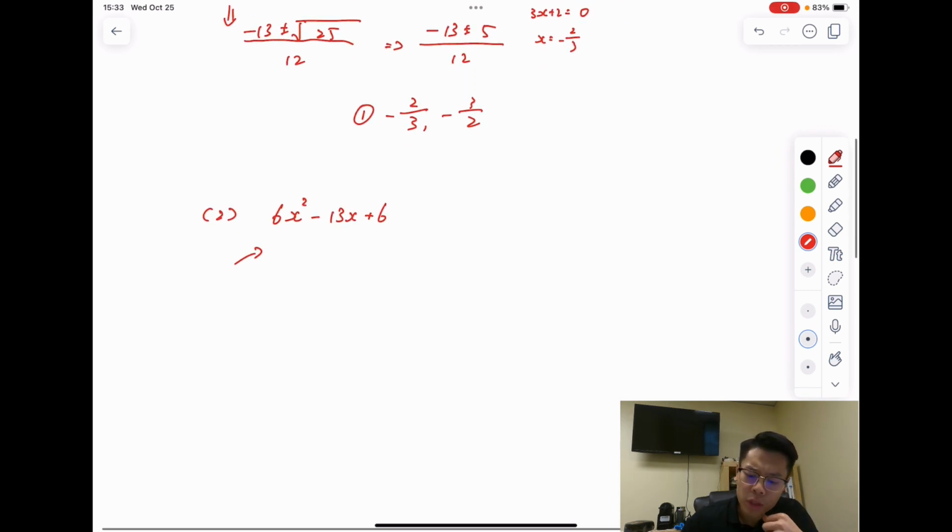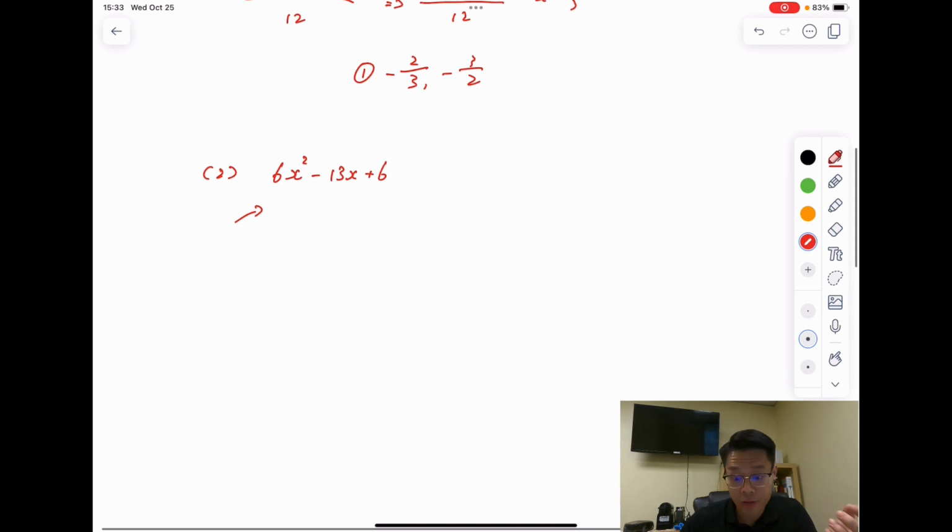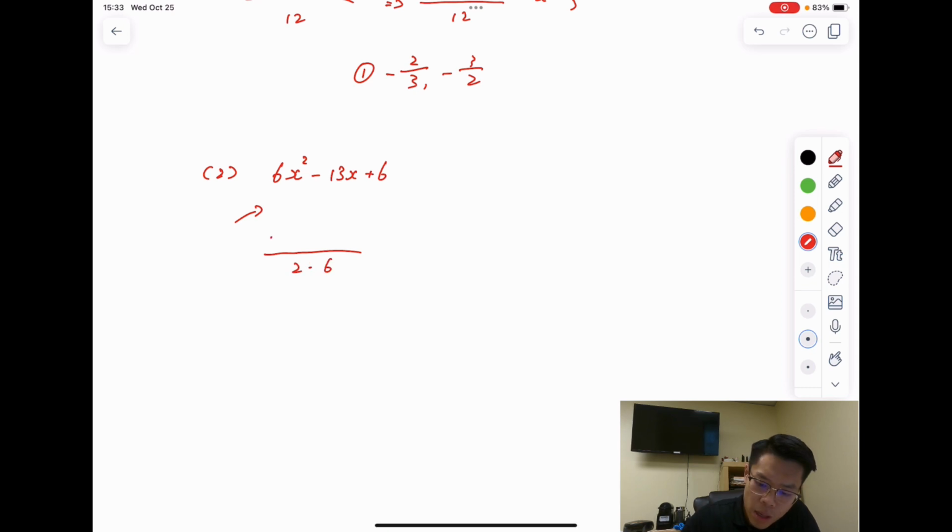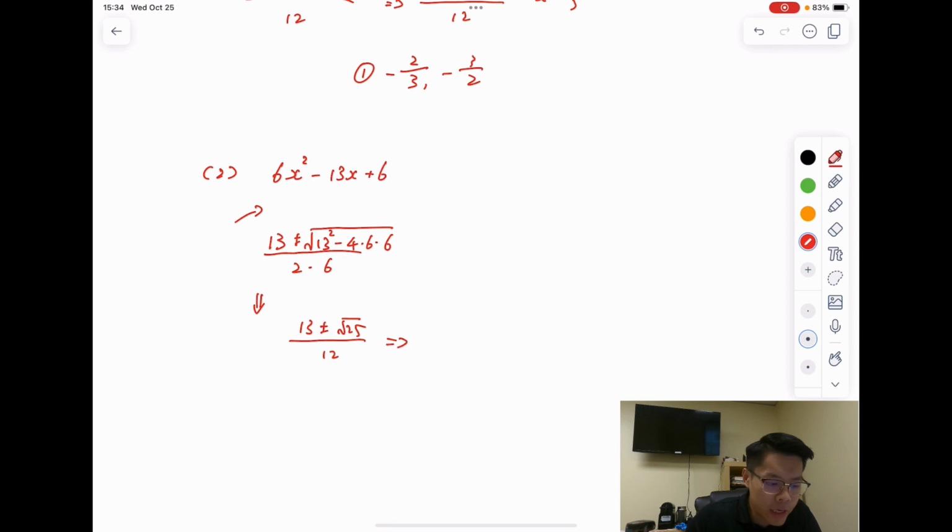answers that we're getting? So first, definitely we need to get the answers, right? So using the quadratic formula again, 2 times 6, 13 over here, plus or minus 13 squared minus 4 times 6 times 6. We already know that underneath the radical sign will be 25, which will be 5 over here. So if we get our answer, this will be 13 plus or minus root 25 over 12. And this would be 13 plus or minus 5 over 12. So simplifying everything, I get x1 is equal to 3 over 2. x2 is equal to 2 over 3.